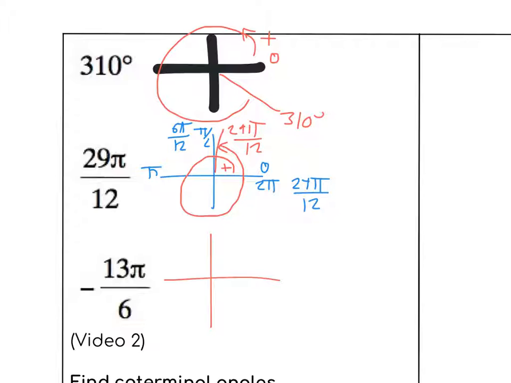For the third one, we got negative 13 pi over 6. So first thing I notice is that this is going in this direction. So we're going to go from 0 to negative 2 pi going around. Negative 2 pi, if I want to write this as sixths, would be negative 12 pi over 6. So going around the circle, there's one full circle. That's negative 12 pi. Negative 13 pi would be a little bit further.